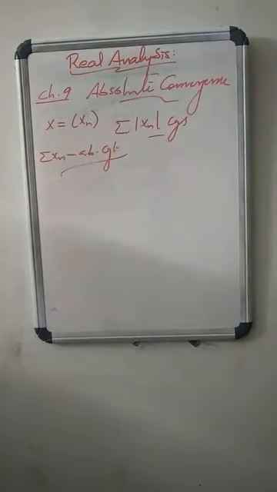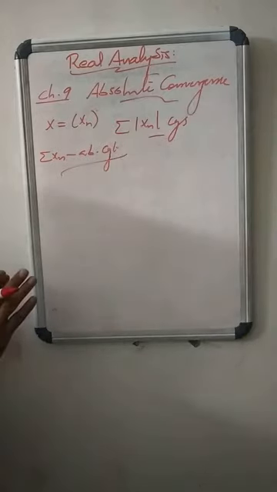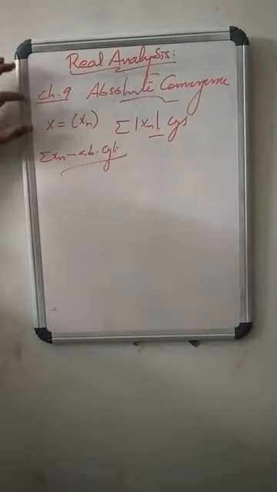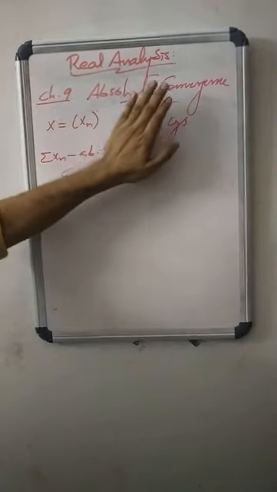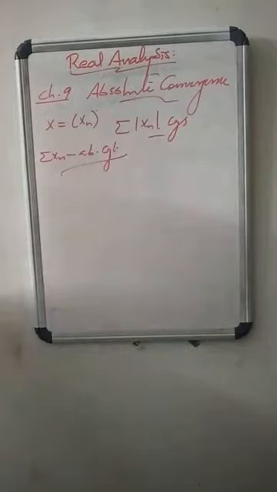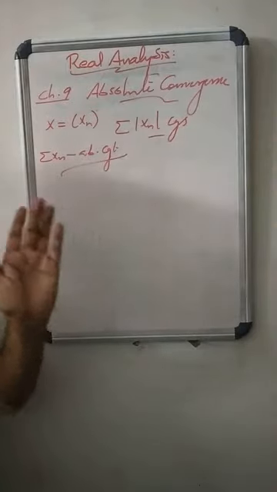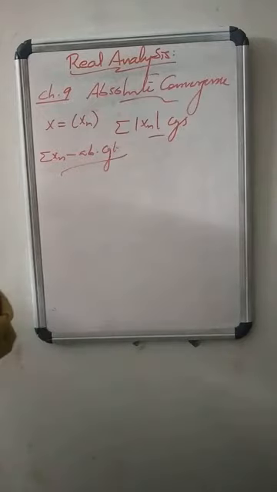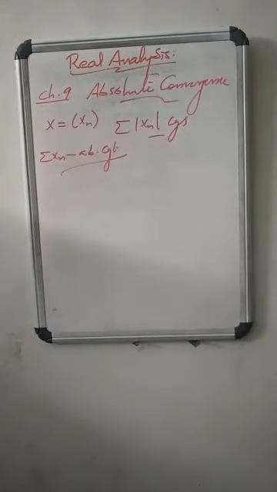A series is said to be non-absolutely convergent, also known as conditionally convergent, if it is convergent but not absolutely. Clear? A series sigma xn is absolutely convergent if sigma mod xn converges. It is non-absolutely or conditionally convergent if it is convergent but not absolutely convergent. Clear?